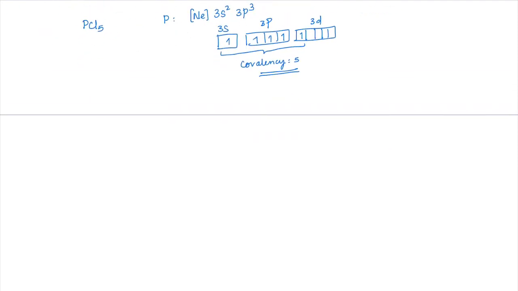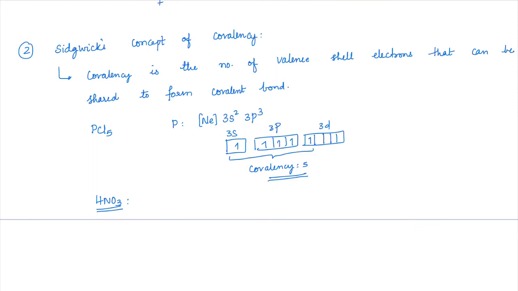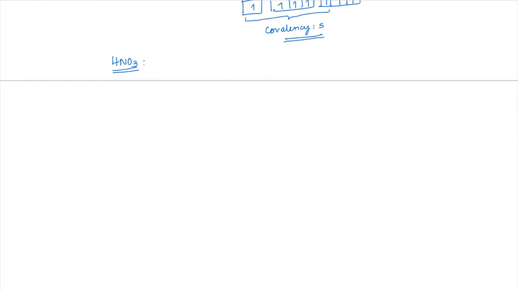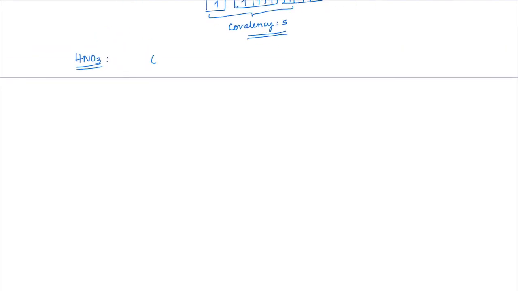Suppose I ask you, what is the covalency of nitrogen in HNO3? Please tell me. Check out the example. In PCl5, phosphorus has to make 5 links. That means it should have 5 unpaired electrons, so it is utilizing all 5 valence electrons. Hence its covalency is 5. On similar lines, tell me the covalency of nitrogen in HNO3. Yes, correct, because it can make a maximum of 4 bonds only. So the covalency of nitrogen in HNO3 is 4.